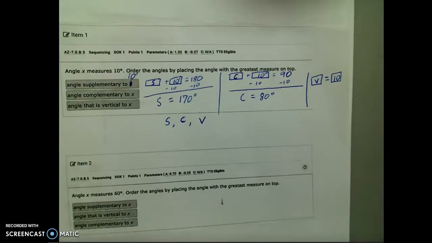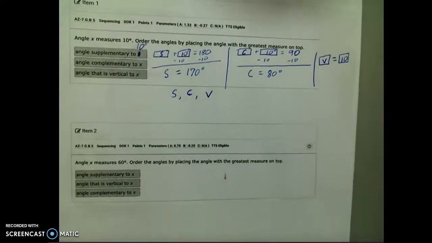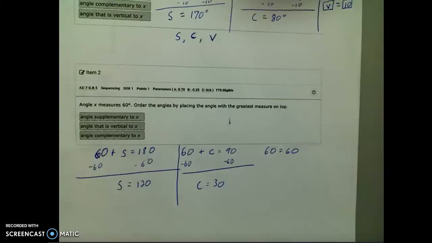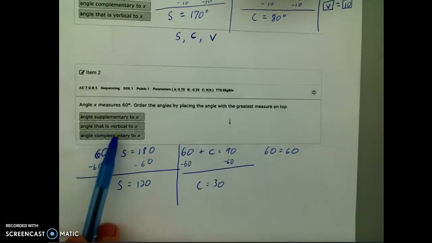Now the next problem, number 2, is exactly like that. So we're going to pause the video and let you solve number 2. Go!